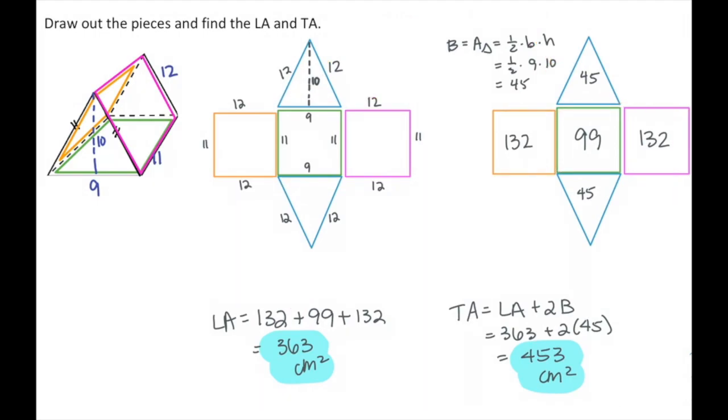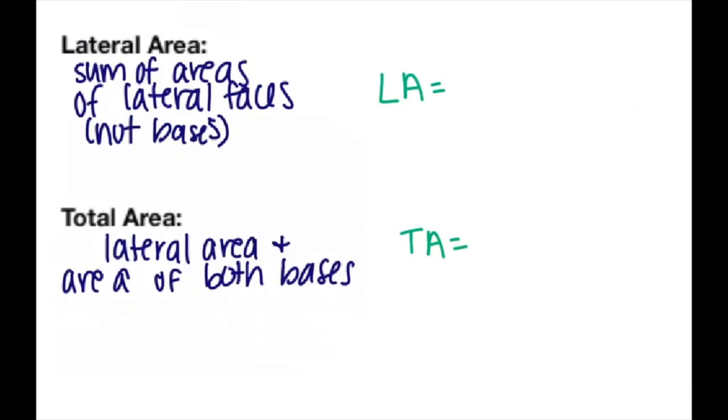Now, my total area is when I take that lateral area and I add both of the bases. So I'm adding 2 times 45 and I'm getting 453. So that's the same answer that the other guy in the video got. I'm just showing you how to draw it 2D here. Two things that we need to add. There are formulas for lateral area because we don't have to draw it out every single time. That's the long way.